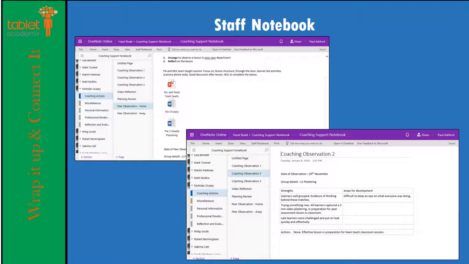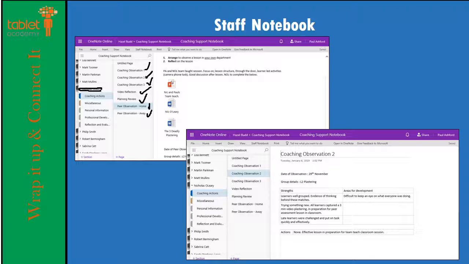Staff notebook. So this is something I've used in my quality role, and I use it to track the support that I've given members of staff. For each member of staff, they have a notebook, and it covers coaching actions, miscellaneous personal information, personal development, reflection. So these are the bits that the college want done. So 3 coaching observations, iris, video reflection, planning review, and then home and away peer obs.